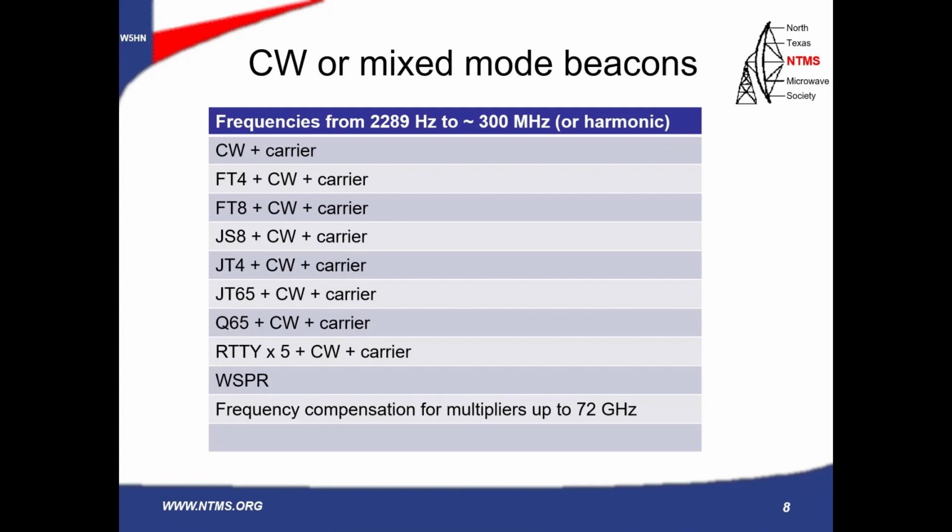Yeah, so I thought this was cute. They put RTTY plus CW plus carrier, but you can generate WSPR, you can generate FT8, or just a regular plain CW plus a carrier. Now, the bottom line here talks about frequency compensation for multipliers up to 72 gigahertz. I'm not so sure about that. I'm going to need a little convincing, but I will get that.